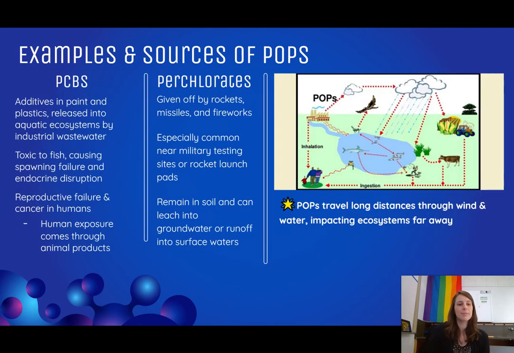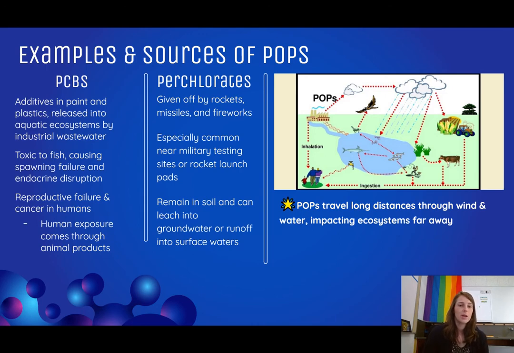So some more examples, the PCBs, which I said were additives in paints and plastics. These are slowly released into aquatic ecosystems by industrial wastewater, and they're toxic to fish. They cause spawning failure and endocrine disruption. So they have effects on the population, as it is having issues with reproduction and offspring being successful. It also can cause reproductive failure and cancer in humans. And so human exposure comes, again, through animal products, through the animals that we are eating.